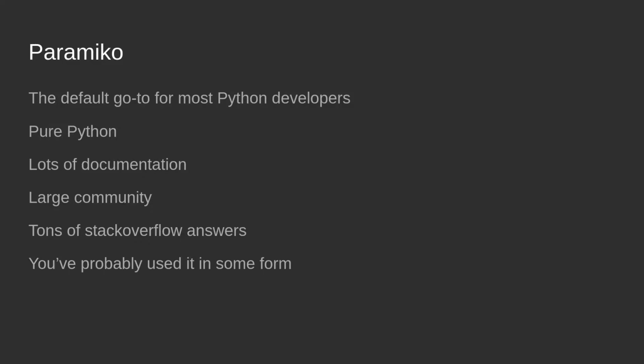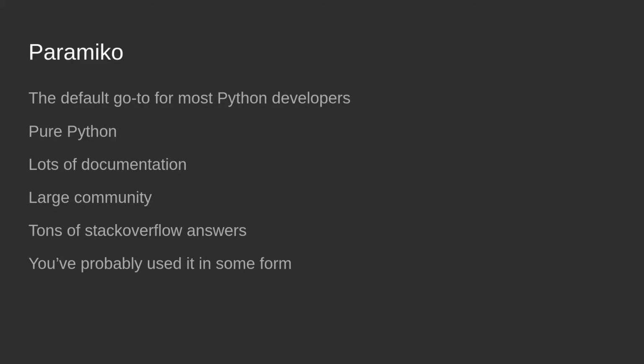Okay, first, let's talk a little bit about Paramiko. It is the default go-to for most Python developers. For the longest time, it's pretty much been the only viable option when it comes to SSH interactions in Python, unless you wanted to do something really low level yourself, just with pure sockets in Python. Paramiko has been the choice.